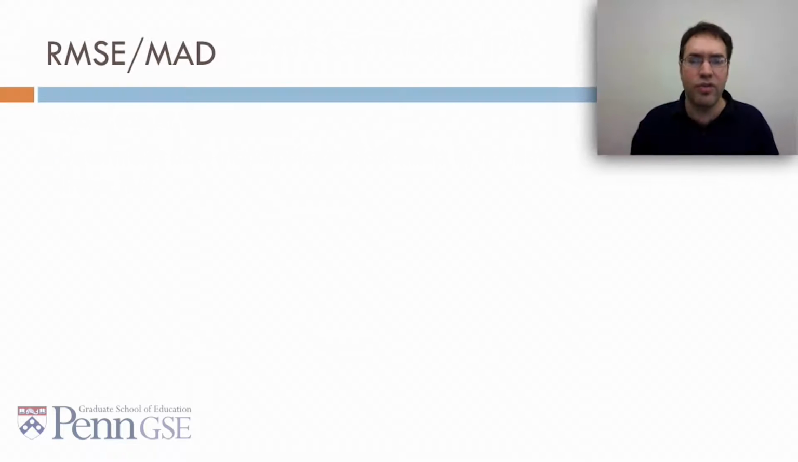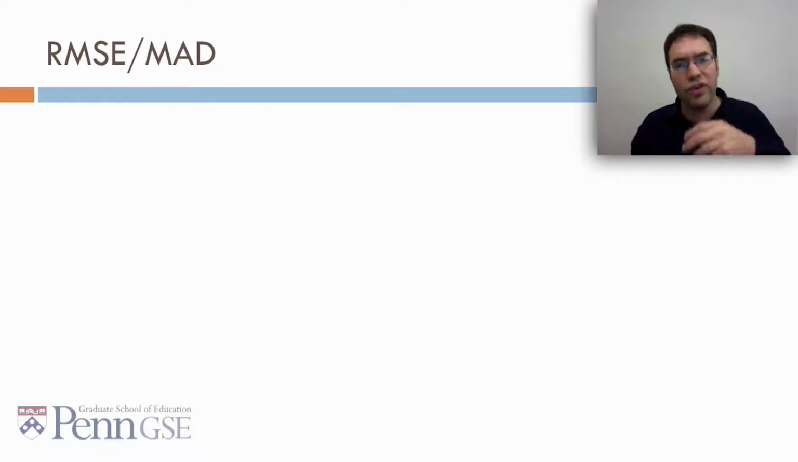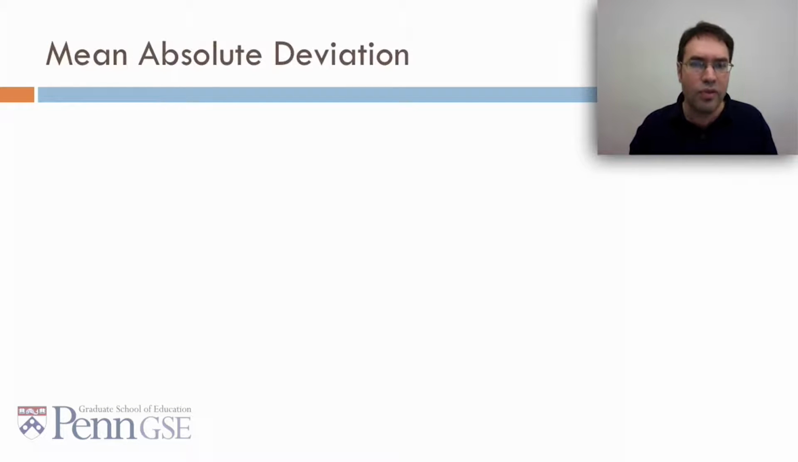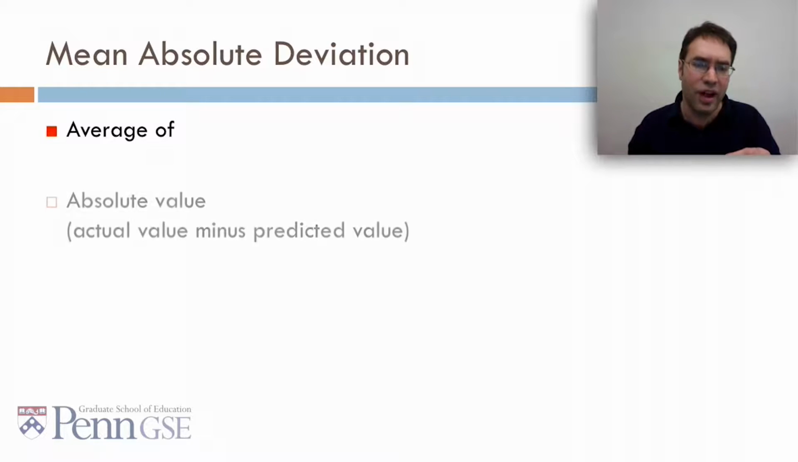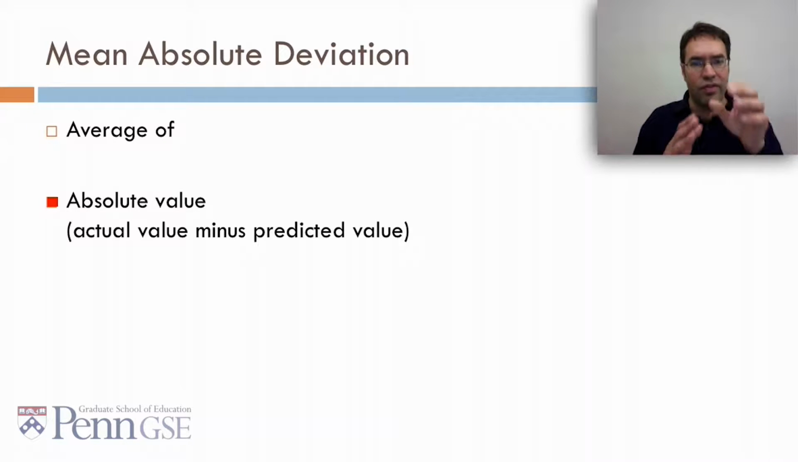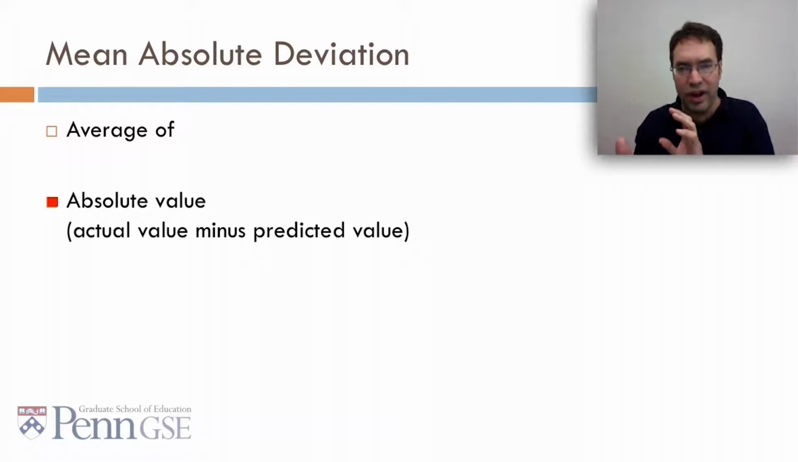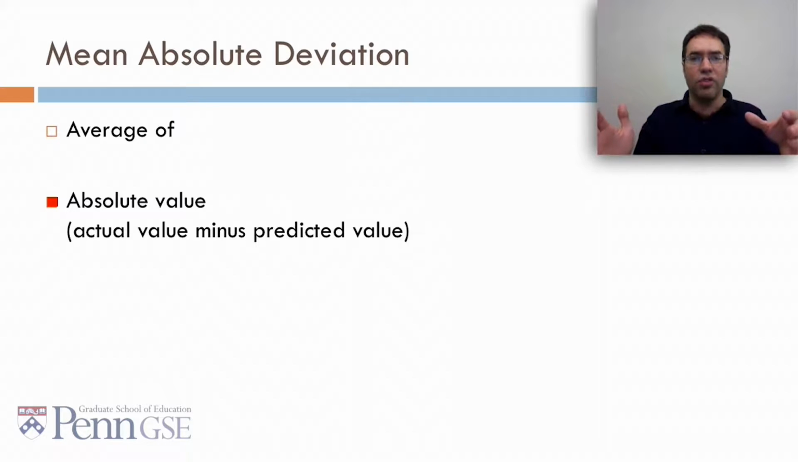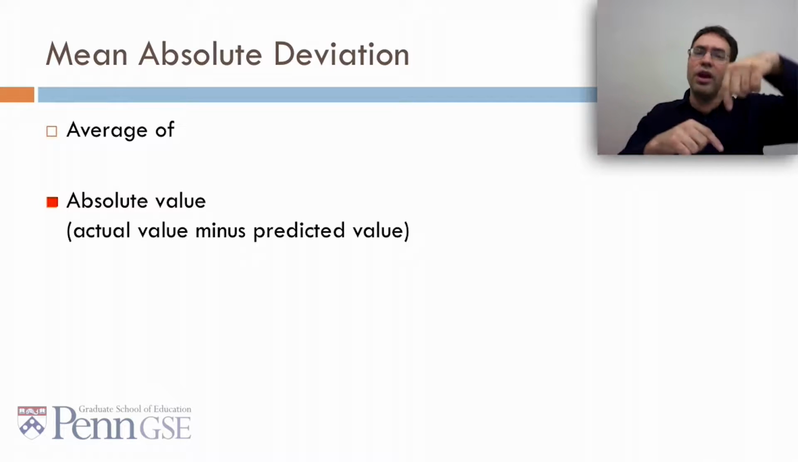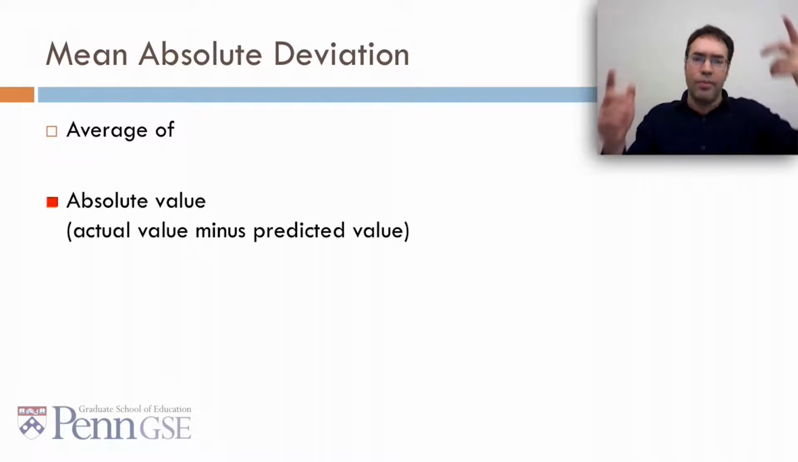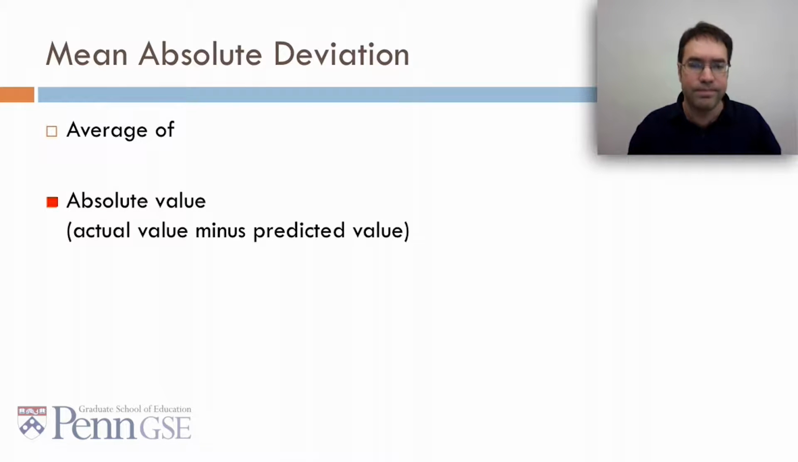A second goodness metric for regression models, actually a pair of them, is root mean squared error or the mean absolute deviation, 2 very close cousins. Mean absolute deviation is just the average of the absolute value of the actual value minus the predicted value for each data point. So for every data point, we see how far our prediction goes from what it should have been, and we don't care if it's above or below, we take the absolute value, and then we average that.